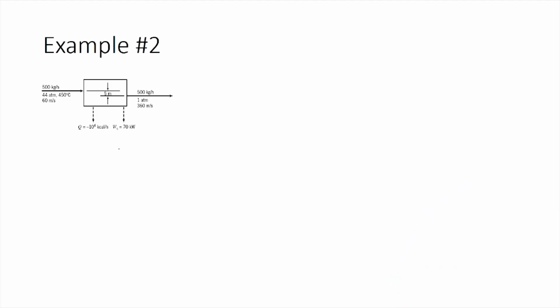So, as this is an open system, the equation for energy balance would be delta H dot plus delta Ek dot plus delta Ep dot equals Q dot minus Ws dot. We already know the values for Q dot and Ws dot, which have been given in the problem. So, we need to calculate delta H dot, delta Ek dot and delta Ep dot.